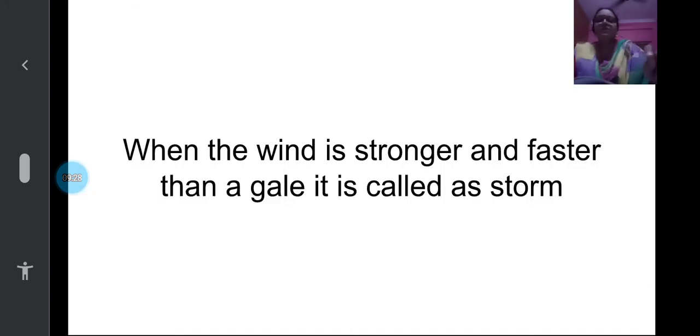So all these are wind only, but their speed is differing. That is why they are stronger, they are faster. That is why they are given different names, and their effect also is different. The breeze is gentle and pleasant here, but a gale is a little stronger. They will move the trees, and in your textbook also you can see the picture. But when the wind is stronger and faster than a gale, it is called a storm.